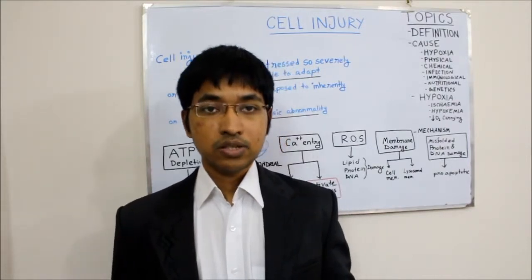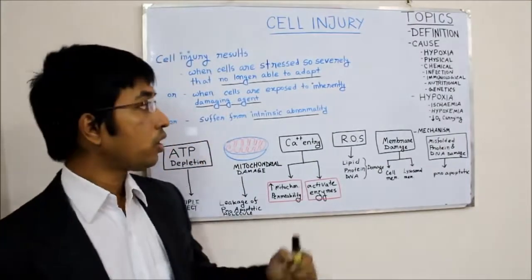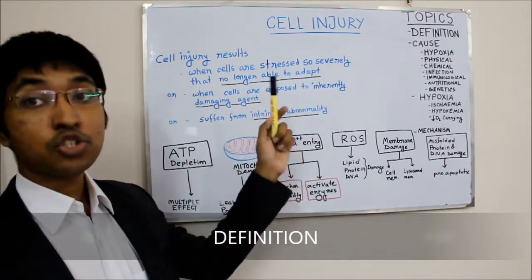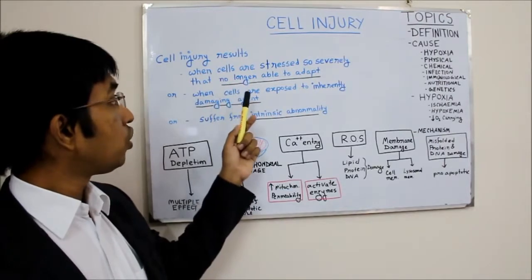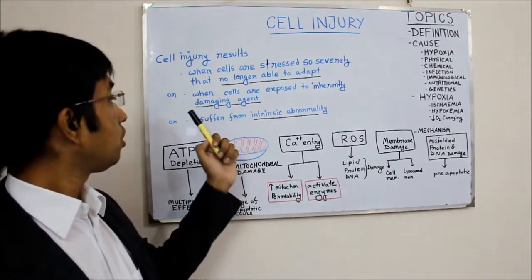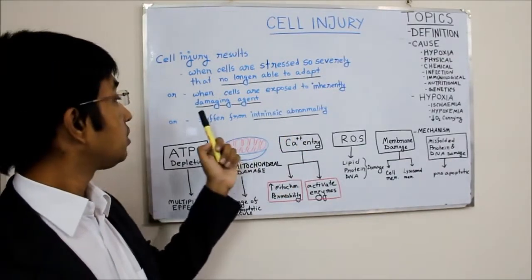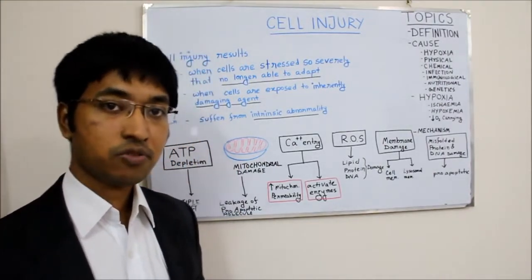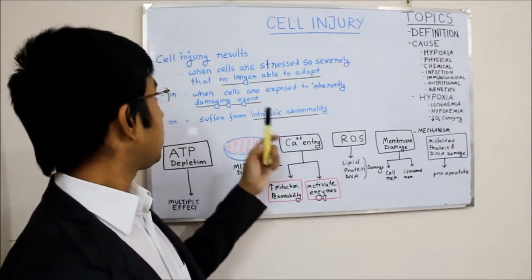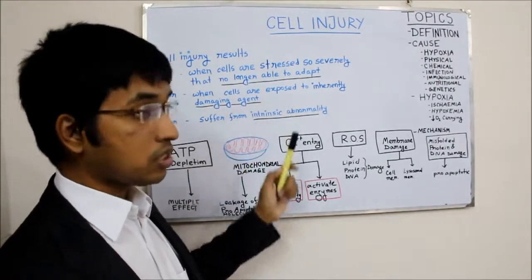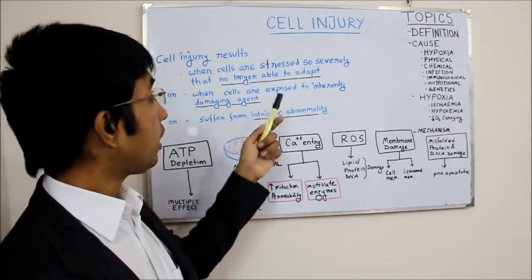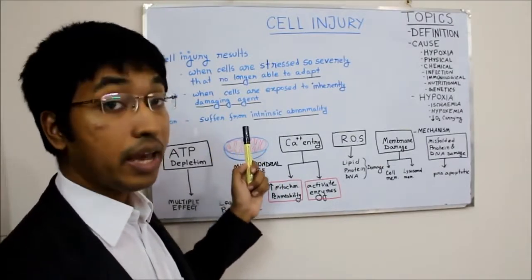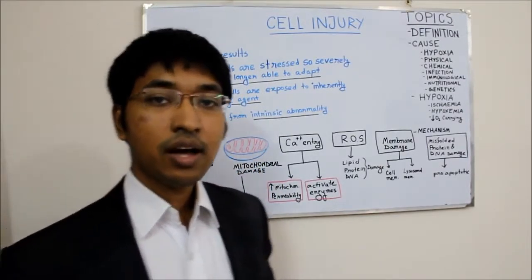Okay, so now let's look at the definition of cell injury. As you can see, I have written on the board: cell injury results when cells are stressed so severely that they are no longer able to adapt, or when cells are exposed to inherently damaging agents or suffering from intrinsic abnormality. I am repeating the definition again. Cell injury results when cells are stressed so severely that they are no longer able to adapt, or when cells are exposed to inherently damaging agents or suffering from intrinsic abnormality.